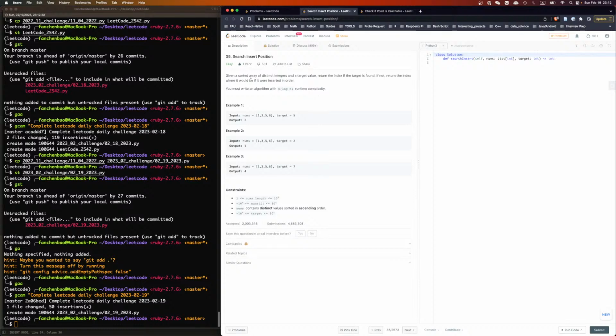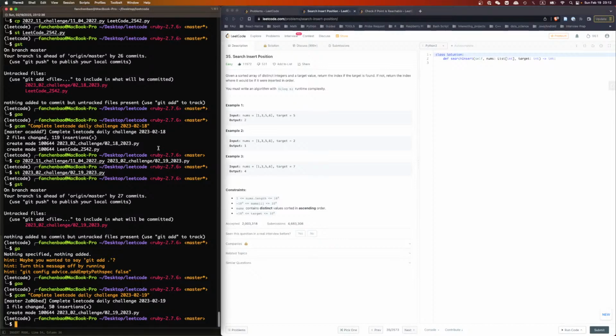We have a sorted array of distinct integers and a target value. Return the index if found. If not, return the index where it would be if it were inserted.